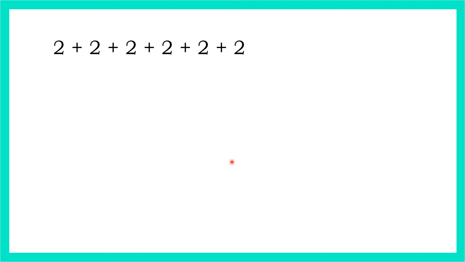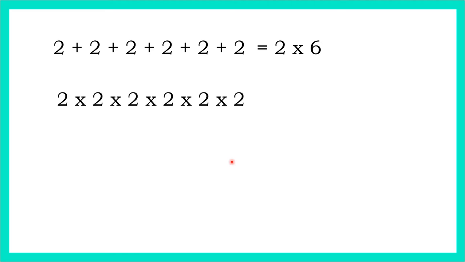Okay? Pwede mo nilang gamitan yan ng multiplication. So, that is just 2 times 6. So, ibig sabihin, 6 na beses i-add mo yung 2. Kaya, 2 times 6. Now, paano kung ito yung ipinakita? 2 times 2 times 2 times 2 times 2 times 2. So, 6 na beses na multiply ang 2. Tama, di ba? So, meron bang shortcut na pwede dyan?